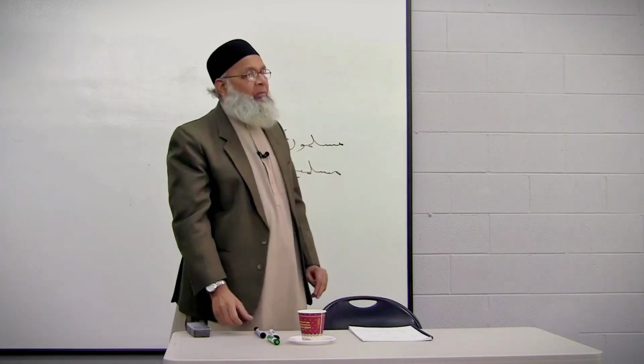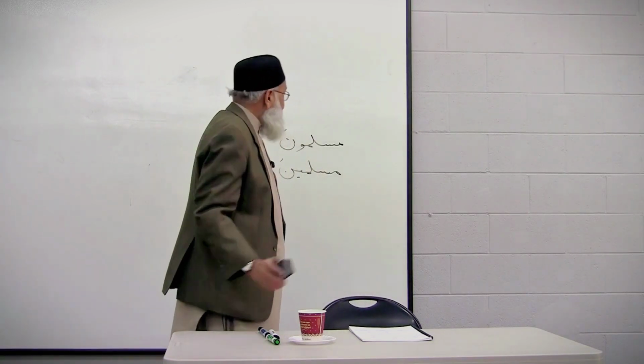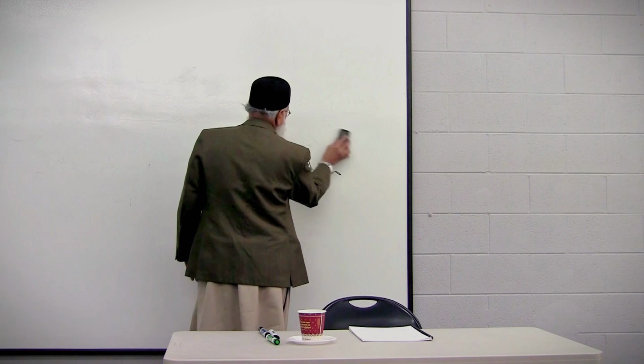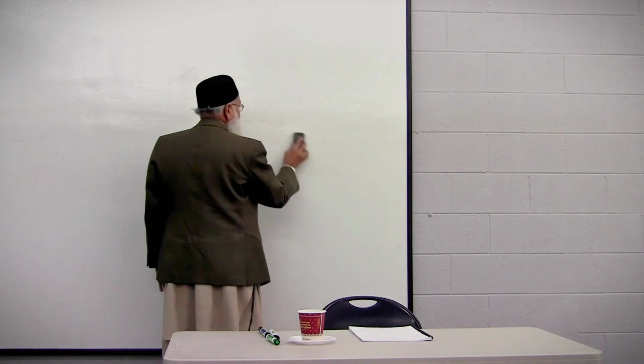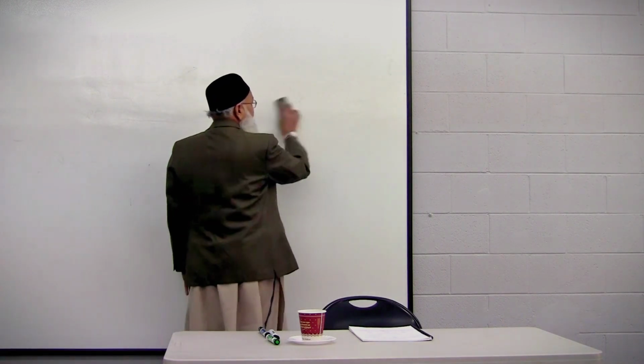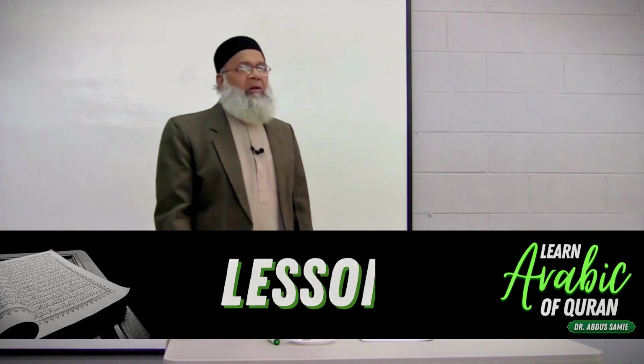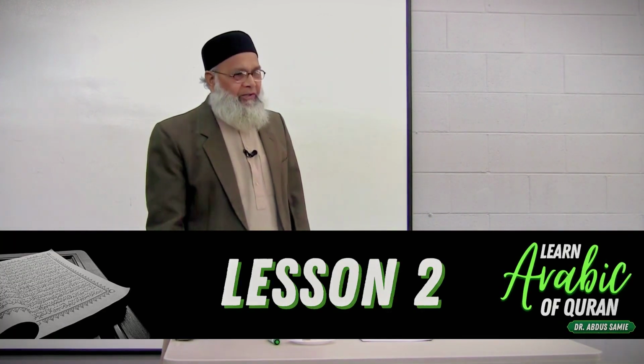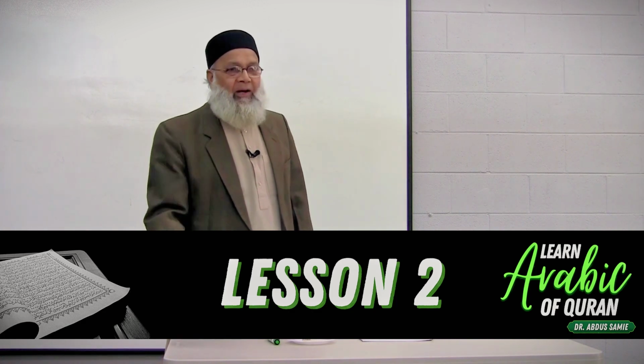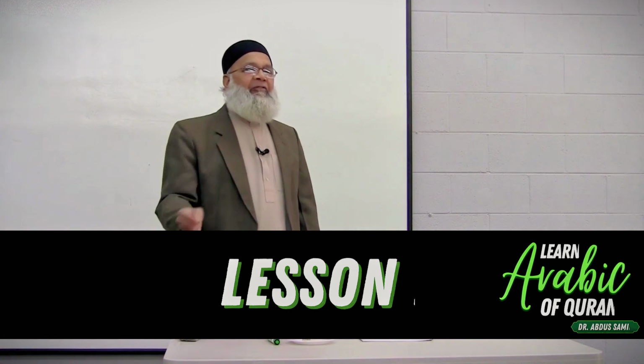Let's start with the I'rab. There are three forms of I'rab. In Arabic, there are three forms of I'rab. As I gave the example, I was coming to the office, my car broke down, and a friend gave me a ride.